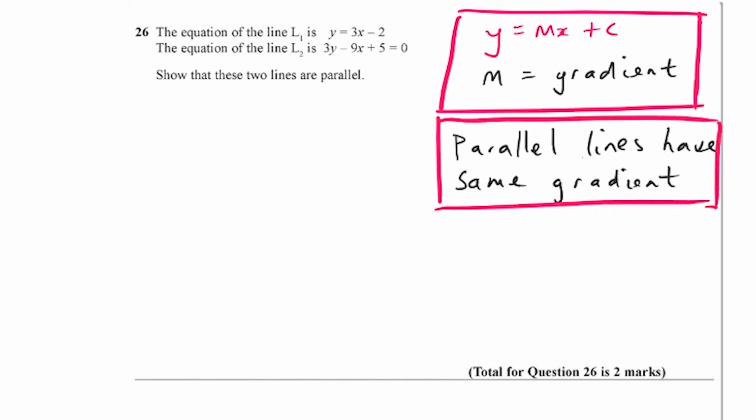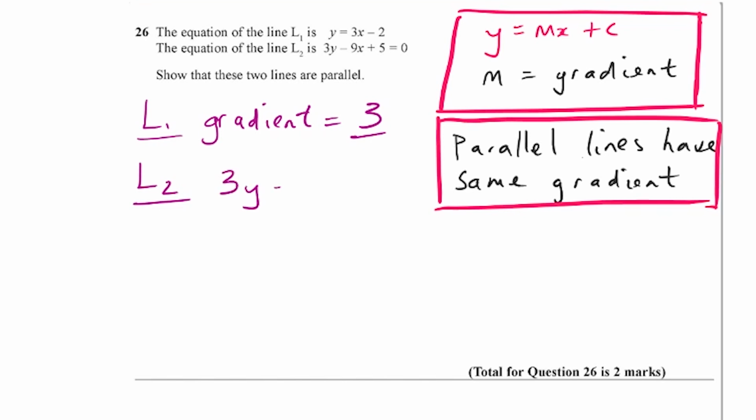That first equation, L1, you can see that the gradient is 3, because that m is just the number of x's, isn't it? In this case, we've got 3x, so the gradient is 3. The second equation, annoyingly, is arranged in a different way. It's not in that form of y equals some x's and then add a number. So we need to rearrange that second one. We just want the y all on its own on the left-hand side.